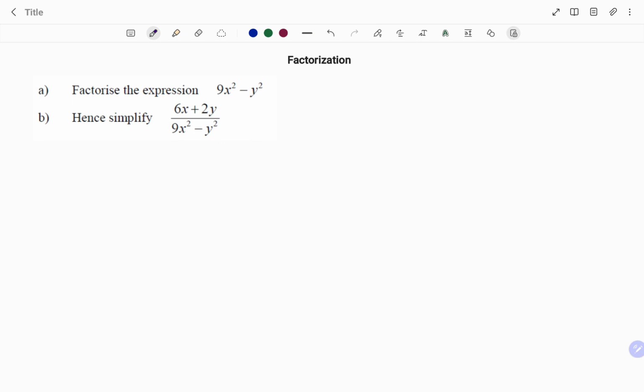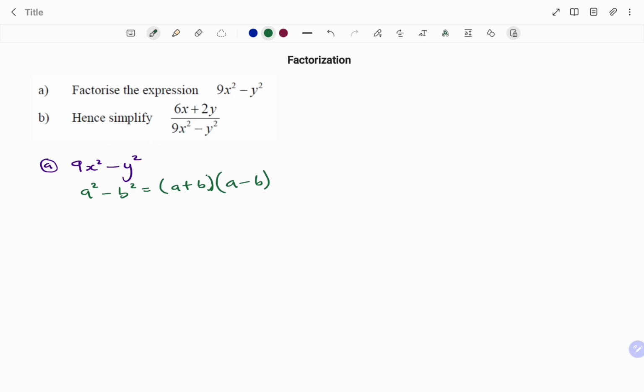In the first part of the question, we have to factorize the expression 9x squared minus y squared. We're going to use the method of factorization called difference of two squares, which states that if I have something squared minus something squared, when you factorize, it's the addition of the terms multiplying the subtraction of the terms. So we need to rewrite our expression so that we have something squared minus something squared.